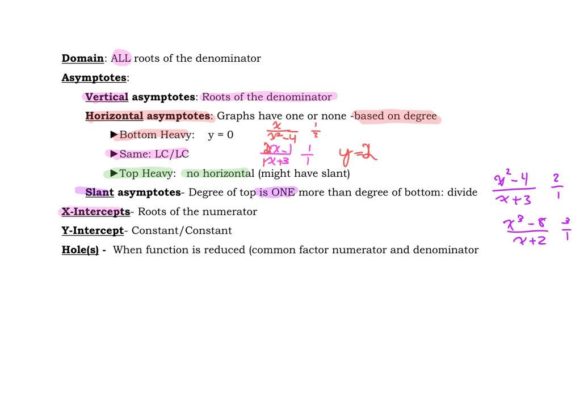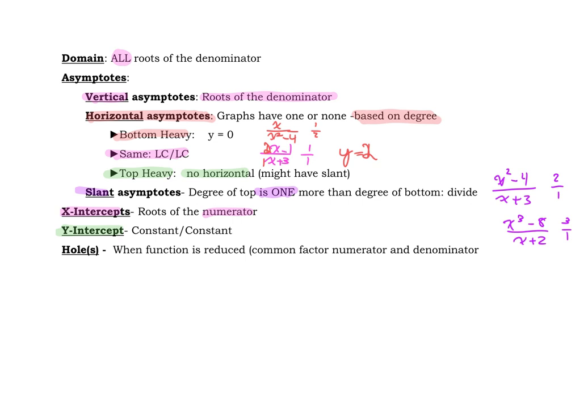So x-intercepts are the roots of the numerator. Set all the factors of the numerator equal to 0, solve, and those are where it crosses the x-axis. Then the y-intercept is the constant over constant.